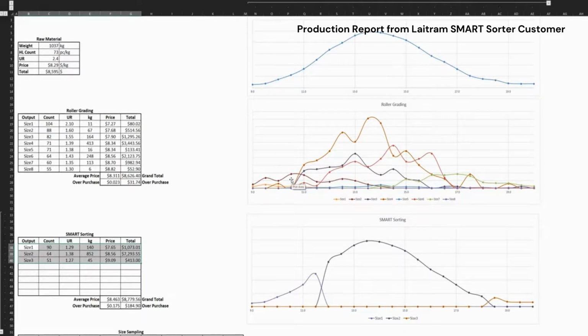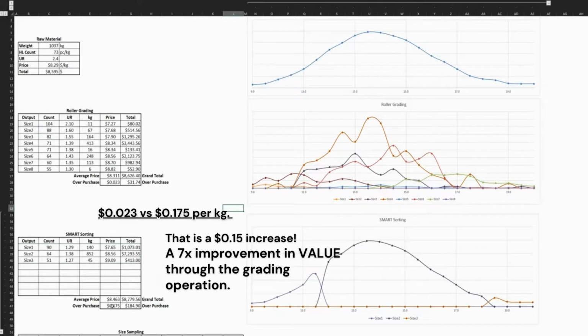But of course, it's the economics that matter. So we took the same metric, this average of averages, and where the original sorting approach added 2.3 cents per kg, smart sorting was able to add 17.5 cents per kg. That's a 15 cent bump through the grading operation, representing a 7x improvement in value through the grading operation. You can imagine at scale what that means for the profitability of a shrimp processor.